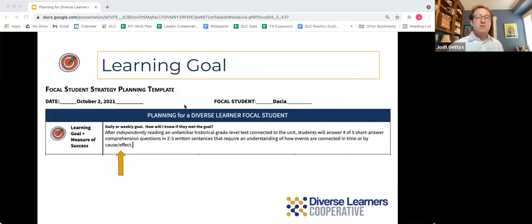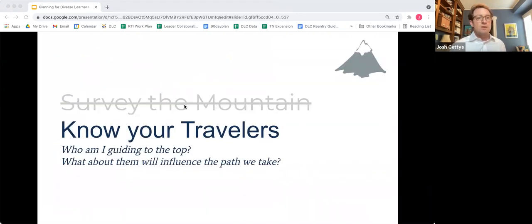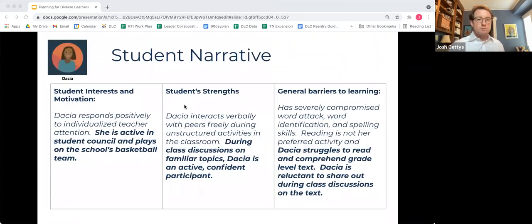I would add this learning goal to this planning template that we've given and you'll have access to. It's linked at the bottom of the presentation or the end of the presentation. So now that we know the learning goal, you added that to your template. Now we've got to know our traveler.